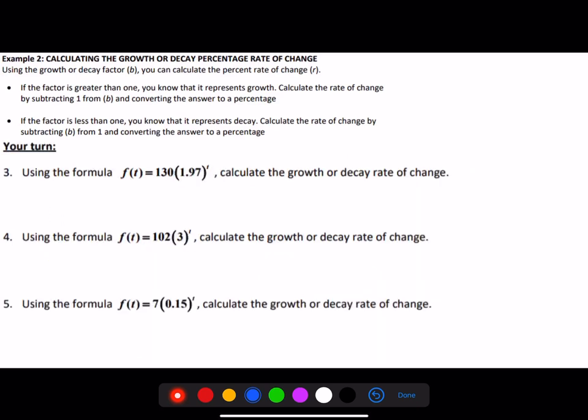So go ahead and try these 3 out on your own, numbers 3, 4, and 5, and then I'll be posting them in a second. If you need to pause the video, please do.